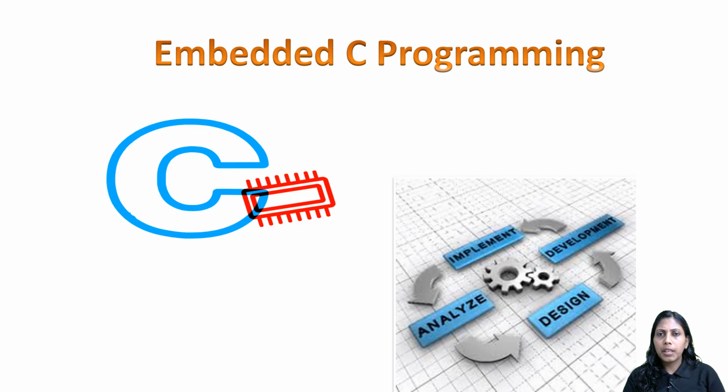Even the hardware can be different. Depending on the application, whichever controller you are using, accordingly we will be writing the C program for that particular hardware. So these hardware details will also be included in the code we are writing. That becomes embedded C programming. I hope that's clear, and let's get into more concepts. What is embedded C programming here?